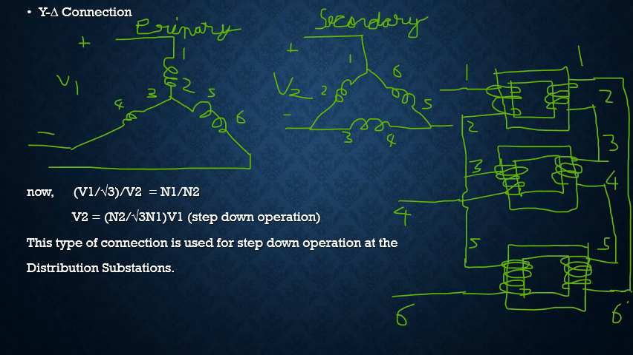Another type of connection that is used is the Y-delta connection. In a Y-delta connection, the primary coil is Y connected and the secondary coil is delta connected. Here the relation between the line voltages is given by V2 equals N2 upon root 3 N1 times V1. This type of connection is used for step-down operation at the distribution substations.